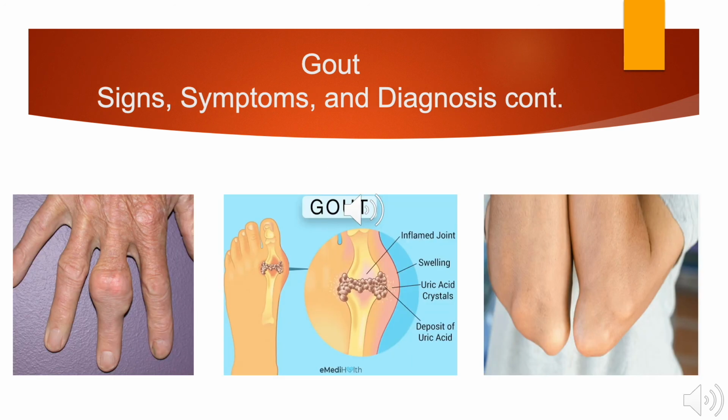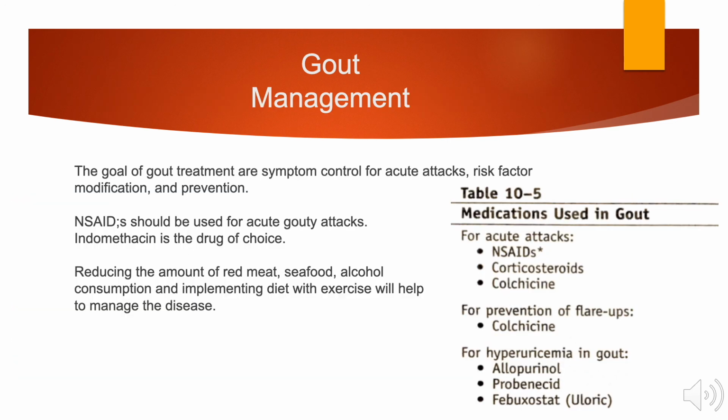Here are some pictures of gout in the hands, the foot, and the elbows. Gout management. The goals of gout treatment are symptom control for acute attacks, risk factor modification, and prevention. Medications used in gout. Some include non-steroidal anti-inflammatory drugs. These should be used for acute gouty attacks. Indomethacin is the drug of choice, however. For prevention of flare-ups, colchicine, among other ones for hyperuricemia. Reducing the amount of red meat, seafood, alcohol consumption, and implementing diet with exercise will help to manage the disease.